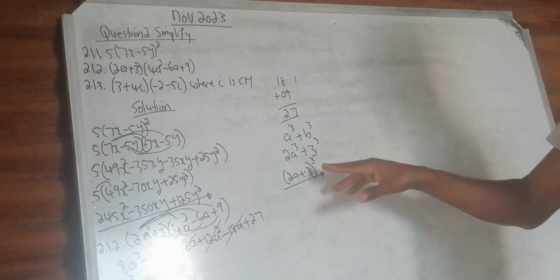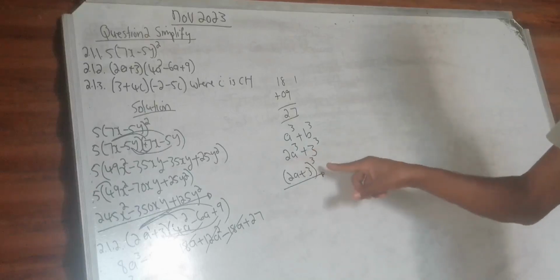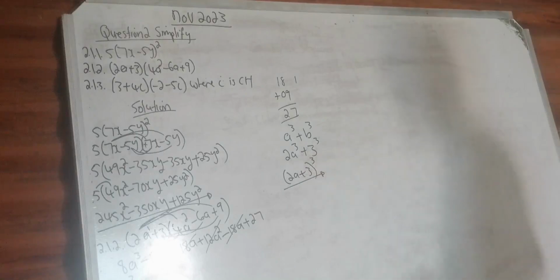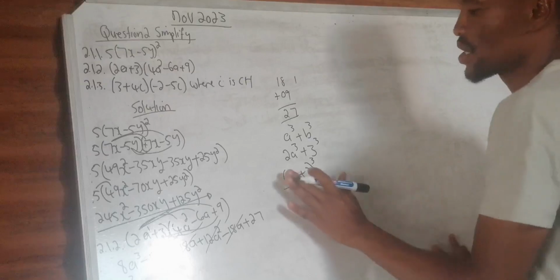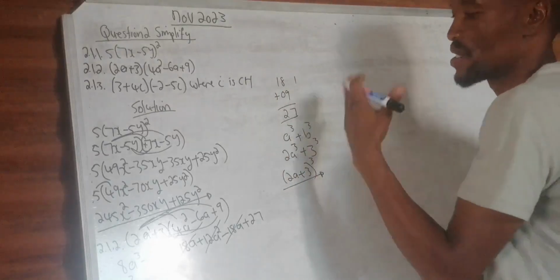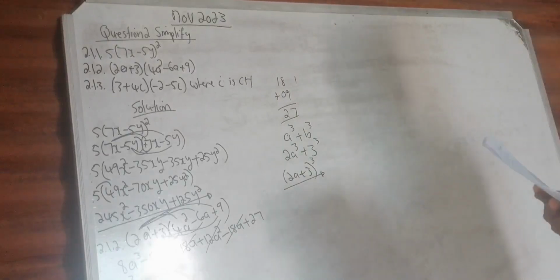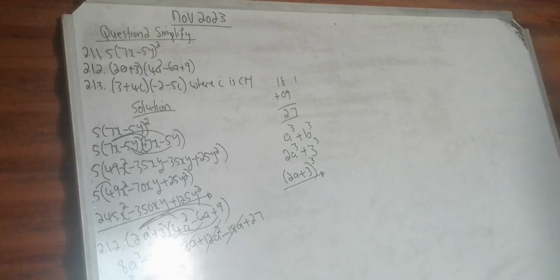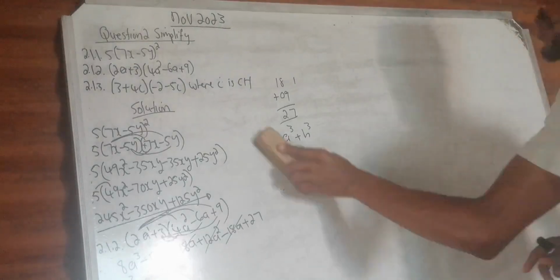Something of this nature: only 2a plus 3, they are all to the exponent of 3. That becomes your answer for 2.1.2. Right, so factorization where the highest power is 3, but that is fine. Now how do we do 2.1.3? Let's see how far we can go.